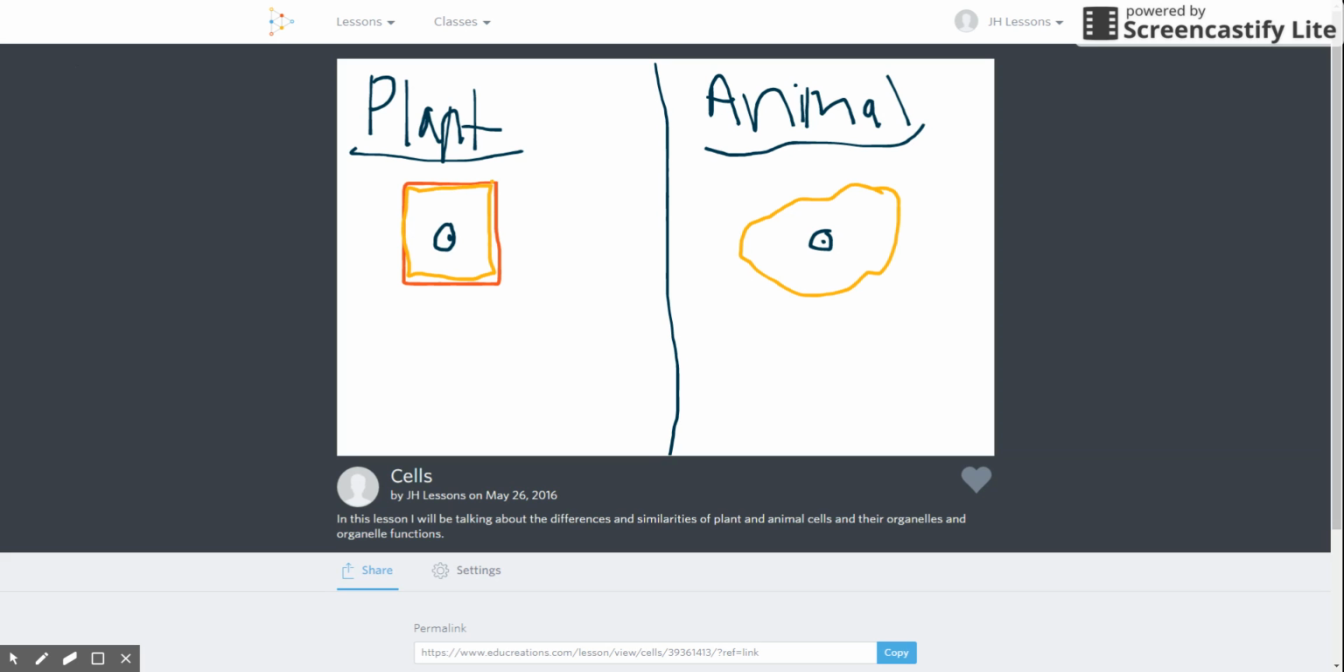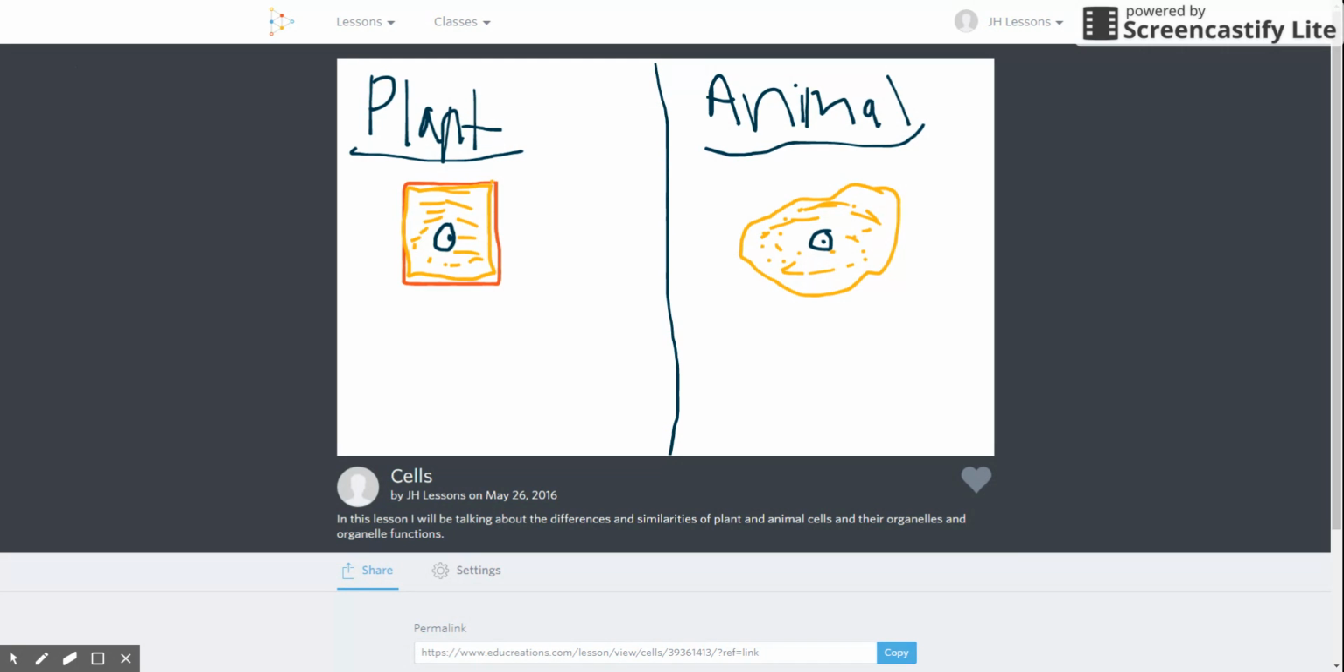In this whole cell, there's a gel-like fluid called the cytoplasm, and it's all throughout the cell. The cytoplasm contains most of the organelles. Organelles are the different parts inside each cell. An example is the nucleus.